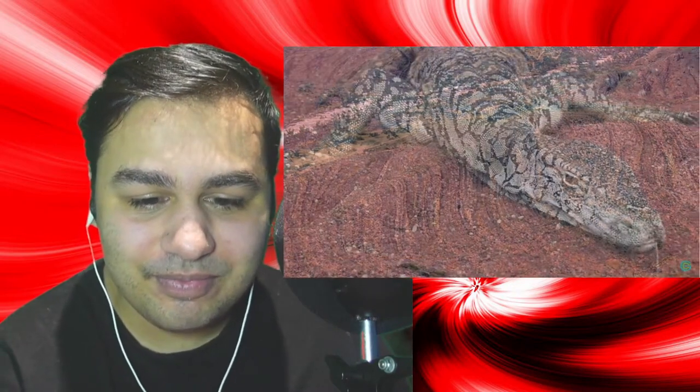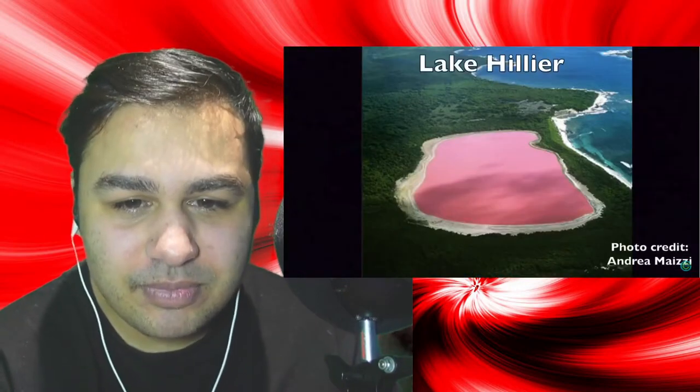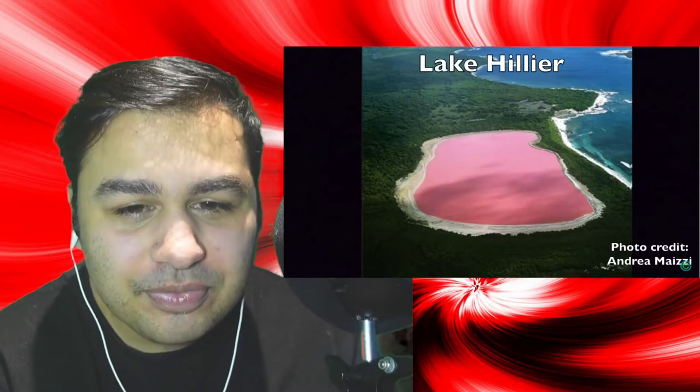Rocky, rugged terrain that everybody assumes is teeming with a variety of poisonous insects and reptiles, and, well, it kind of is, but still, there's more to it than just that. Oh, and don't forget Lake Hillier, that strange lake that is mysteriously naturally pink for some reason that baffles scientists.